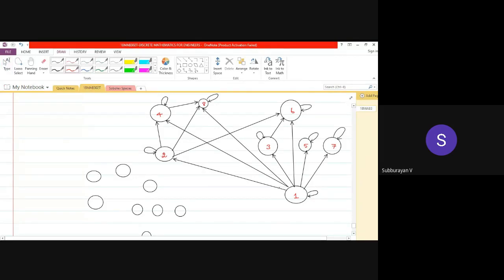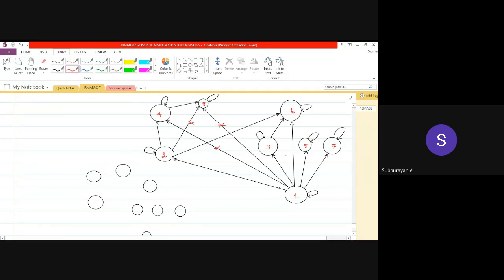Therefore, we can remove this edge, and we can remove this edge. And I can travel from 1 to 8 in this way: 1 to 2, 2 to 4, and 4 to 8. Therefore, this straight edge from 1 to 8 is there due to transitivity, so we can remove this edge also.